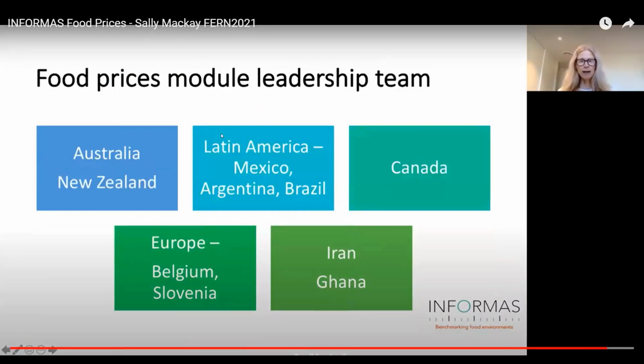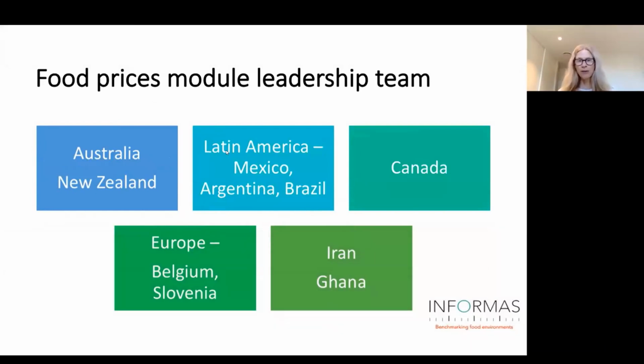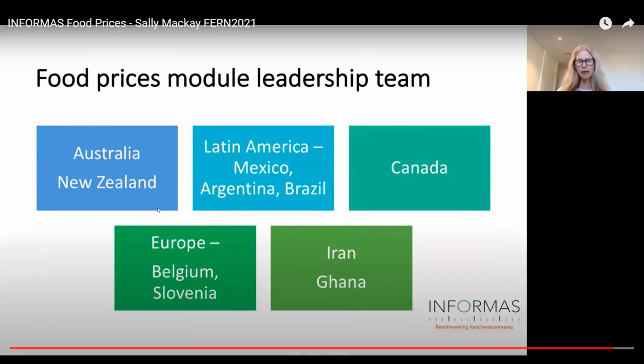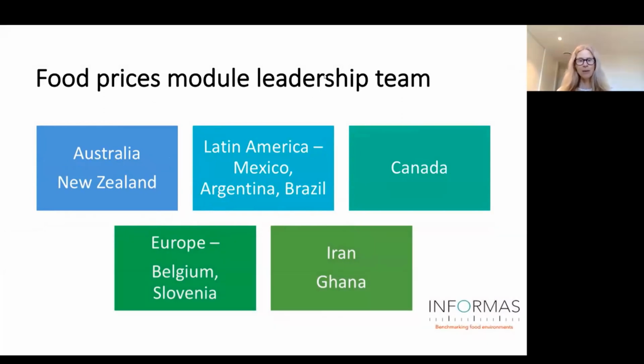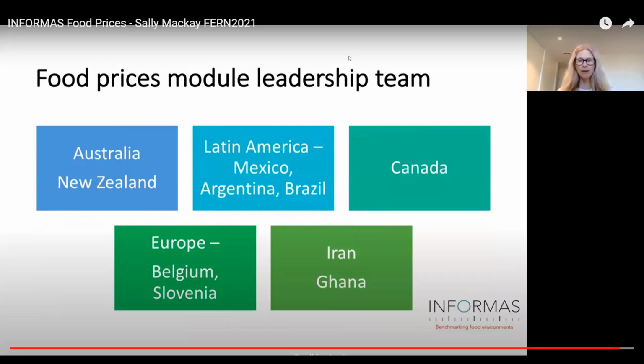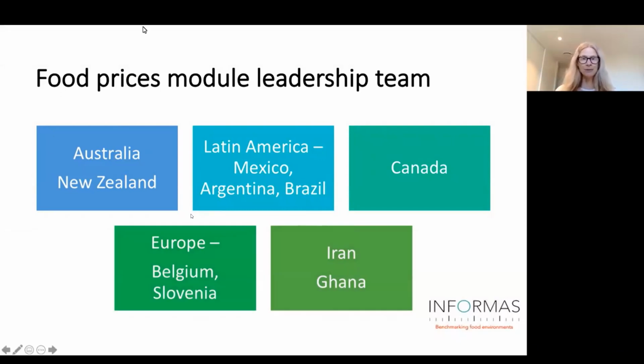And we have a food prices module leadership team with representation from around the world, which is fantastic. We meet every few months. We alternate the time because there's no one time that suits us all. And in Africa, we do have Amos from Ghana, who is part of this leadership team. So if you want to know more about food prices, if you're not quite sure where to get started, either talk to Amos or you can contact me.